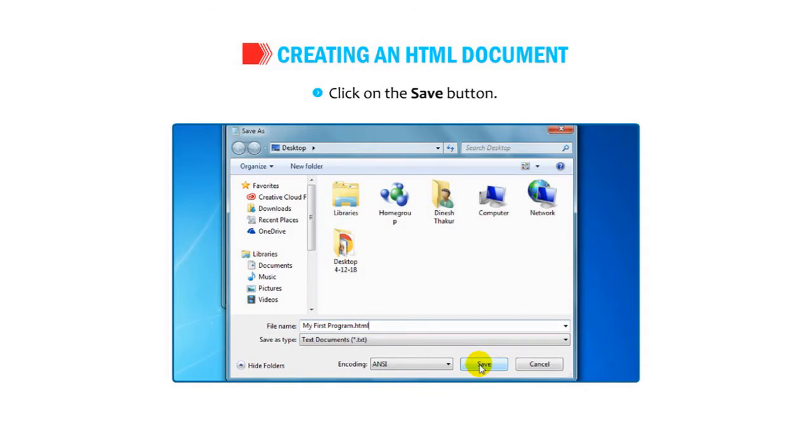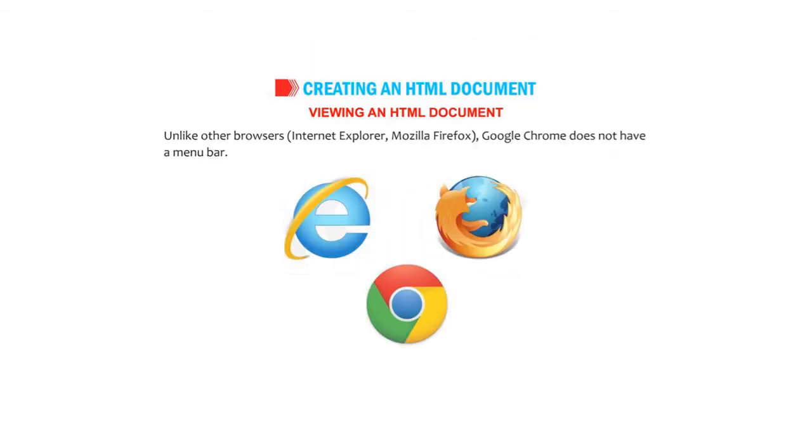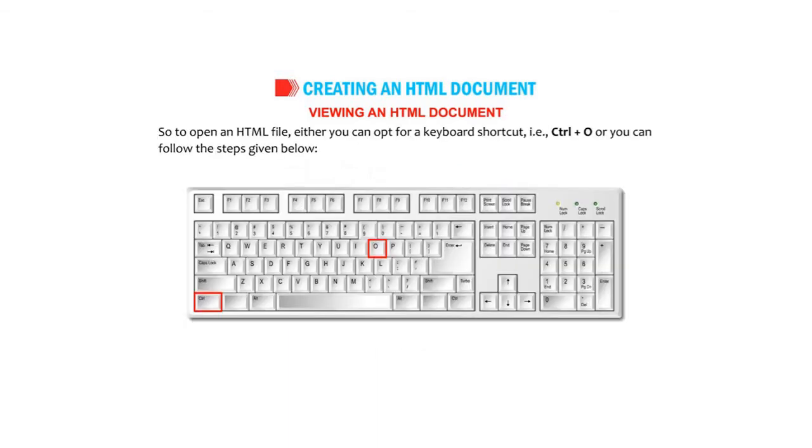Now we will learn how to view an HTML document. To view the recently created web page, we are using Google Chrome. Unlike other browsers like Internet Explorer, Mozilla Firefox, Google Chrome does not have a menu bar. So, to open an HTML file, either you can opt for a keyboard shortcut, that is Ctrl+O, or you can follow the steps given below.